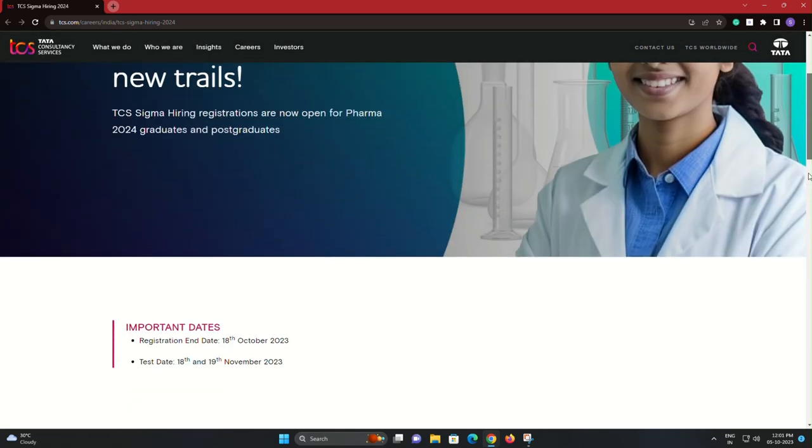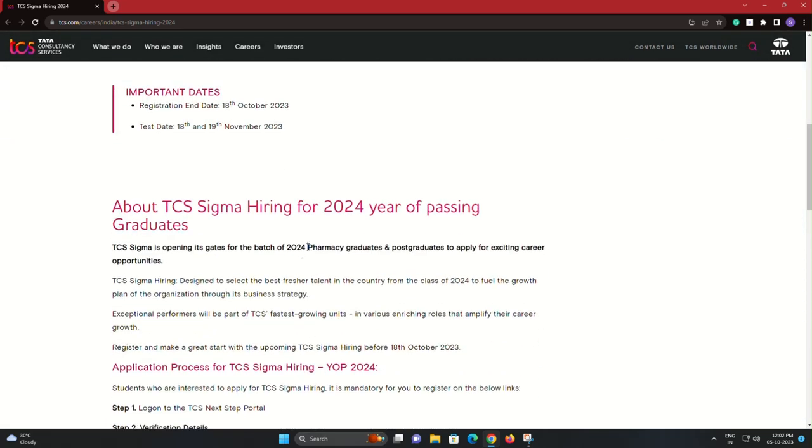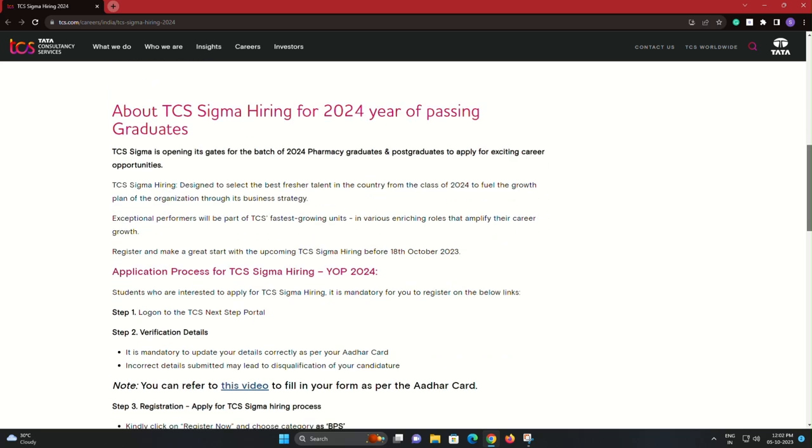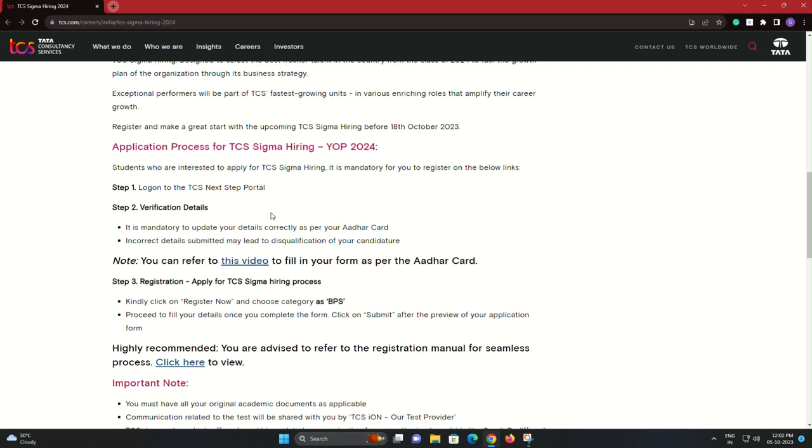So there you have it. The TCS Sigma 2024 hiring process is your gateway to exciting career opportunities in the world of pharmacy. Don't miss out on this chance to join the TCS family and be a part of something big.